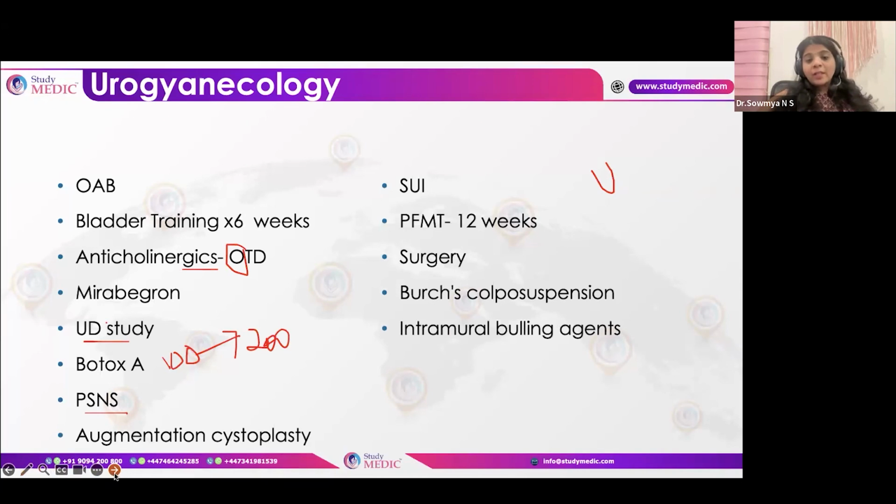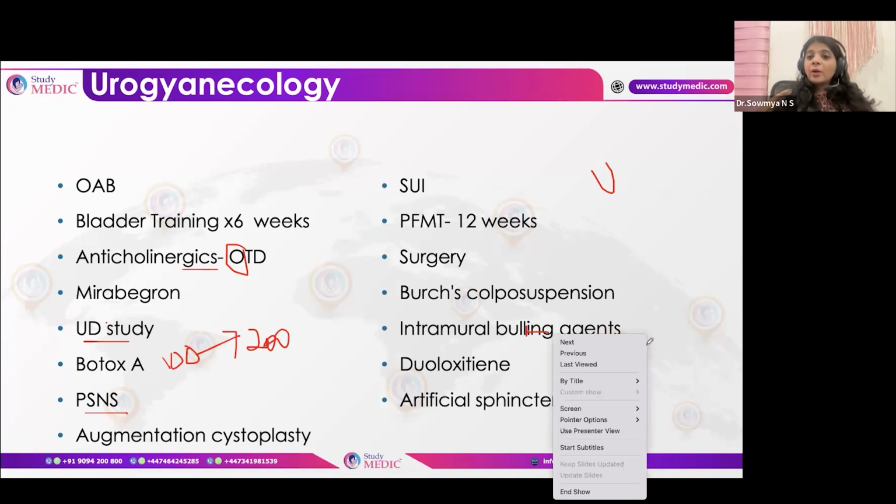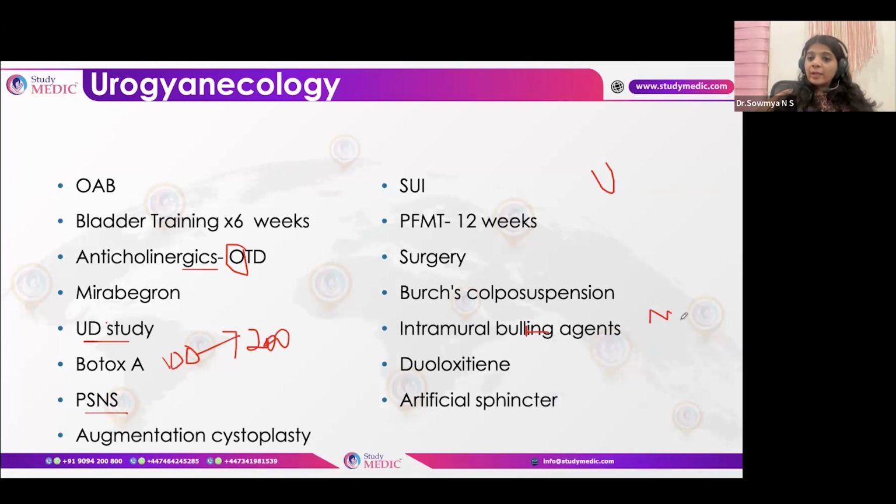If that is not better, you can go for intramural bulking agents. You inject the agents around the urethra so that it gets swollen up and tries to elevate the urethra. Or duloxetine is the second line of pharmacological treatment. Artificial sphincter, now the meshes are back, okay?